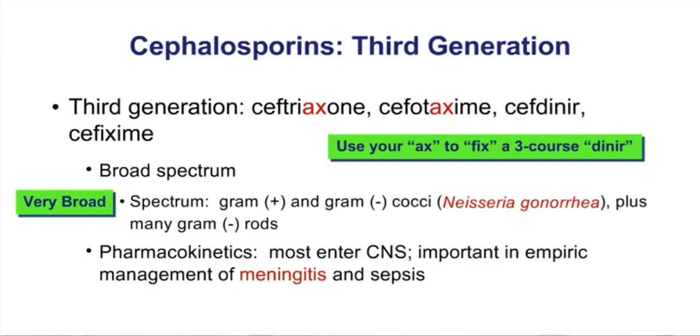Ceftriaxone is also the drug of choice for gonorrhea, another one of our STDs that you have to know how to treat. So when I think about third generations, very broad spectrum, but some very specific organisms and diseases that I've highlighted on this slide that will be important.